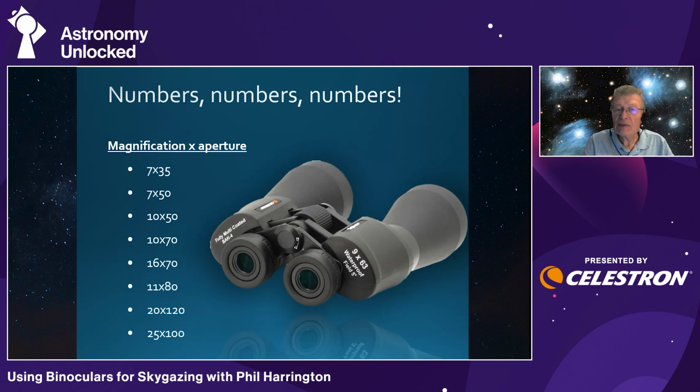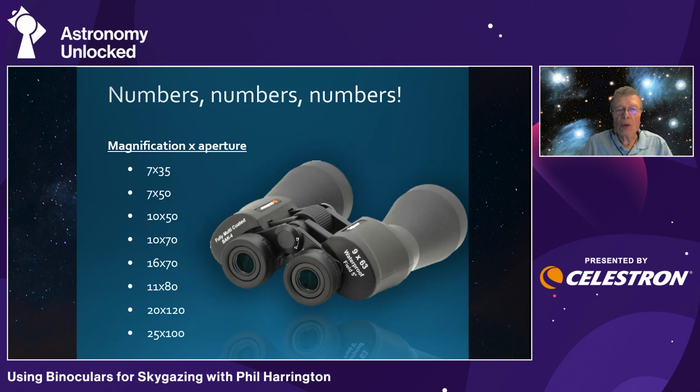Now, then you have 7 by 50 binoculars, 7 power, same magnification, but larger objective lenses, 50 millimeter or about 2 inches or so in diameter. Other numbers that you see on the screen over here are typical combinations. There seem to be sort of a standard set of magnification and aperture pairings, 10 by 50, 10 by 70, 16 by 70, and so on. Okay. The example you see, the photograph you see over here, a pair of 9 by 63 binoculars from Celestron. Again, another common combination of numbers, magnification and aperture that you see.